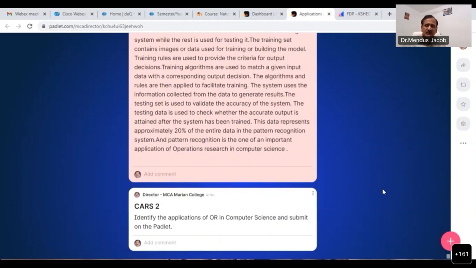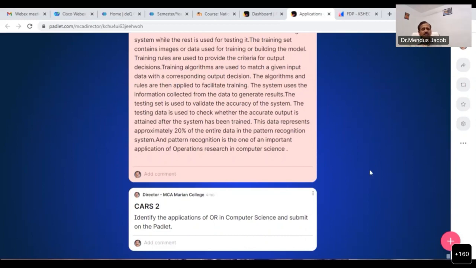For MCA students, mathematics, OR or statistics, they consider it a subsidiary subject. But people like us, we know how important mathematics or OR is when they go for a job in the industry. So one of the activities I give the students is: identify the applications of operational research in computer science and submit on the Padlet. This is an assignment, so they have to research. They can go to the internet, or use the library, or wherever they want. After doing the research, they can start submitting in the Padlet.